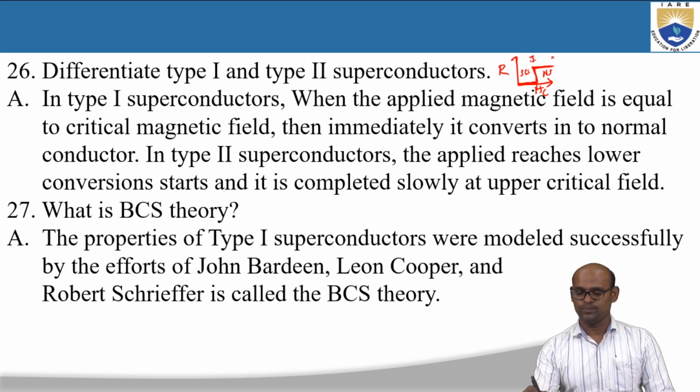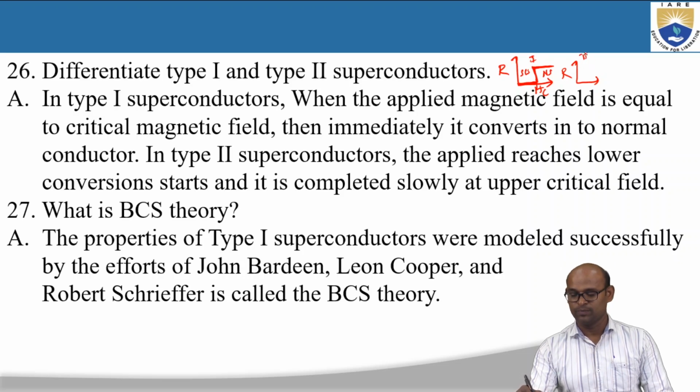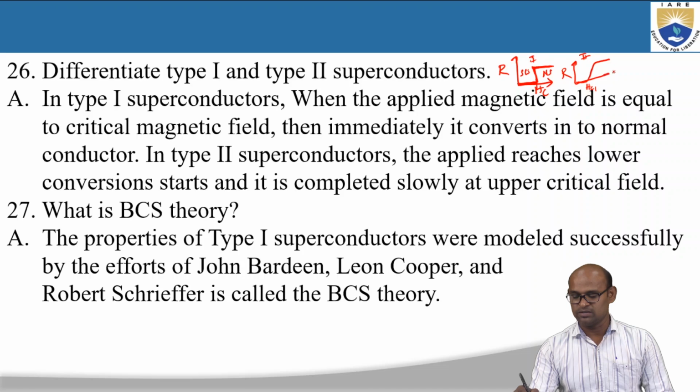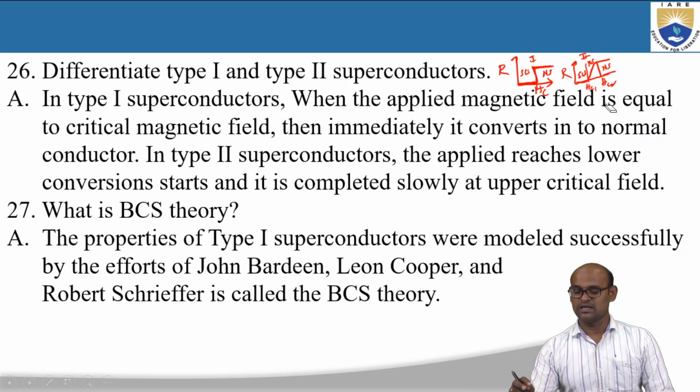This is type 1. And in type 2, you have two critical fields. So there is a gradual transition from the superconducting state to the normal state. There will be a superconducting state in the beginning. At Hc1 the resistance slowly starts to increase, and it reaches a saturation value at Hc2. So you have a superconducting state, a normal state, and in between a mixed state. Type 2 superconductors have three states: superconducting state, normal state, and in between there is a mixed state between the critical fields Hc1 and Hc2.